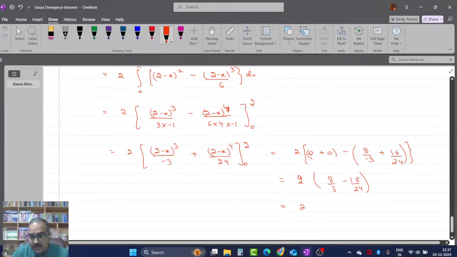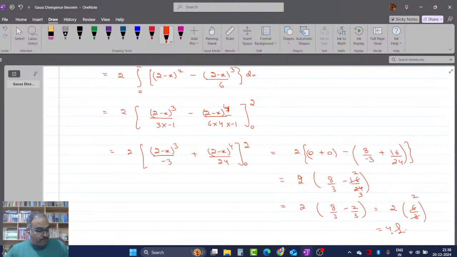So 2 times 8 by 3 minus 2 by 3, so it will be 2 times 6 by 3, 2 times 2 is 4. So 4 will be the final answer for this question. Hope it is clear to everyone. This is one of the important questions.